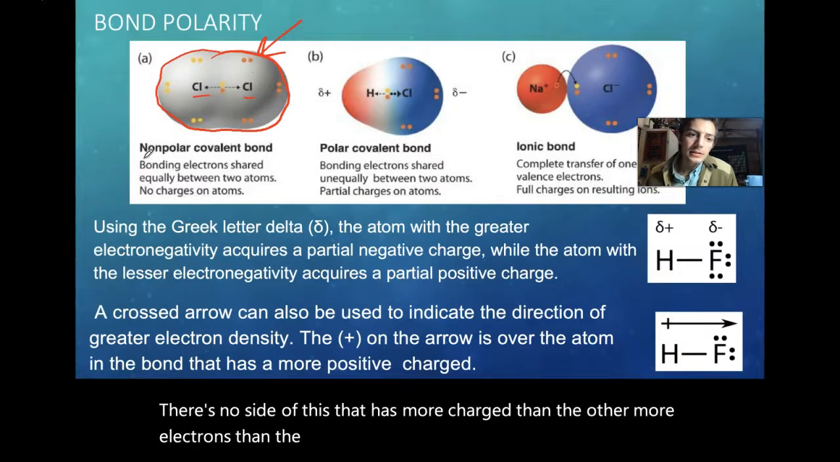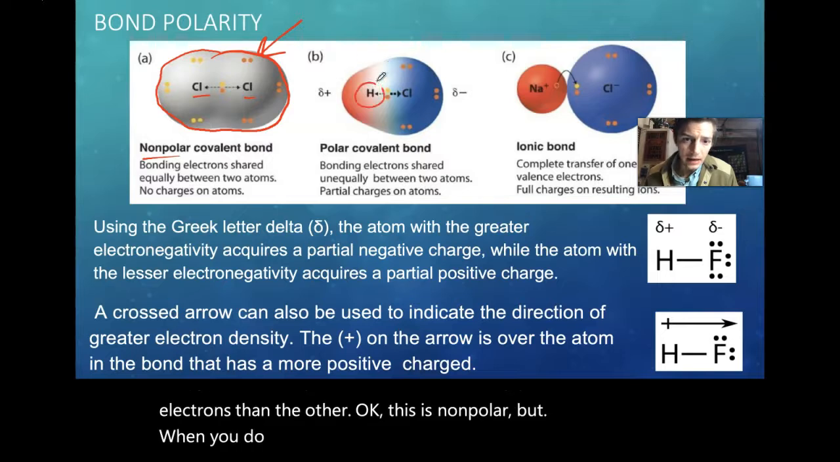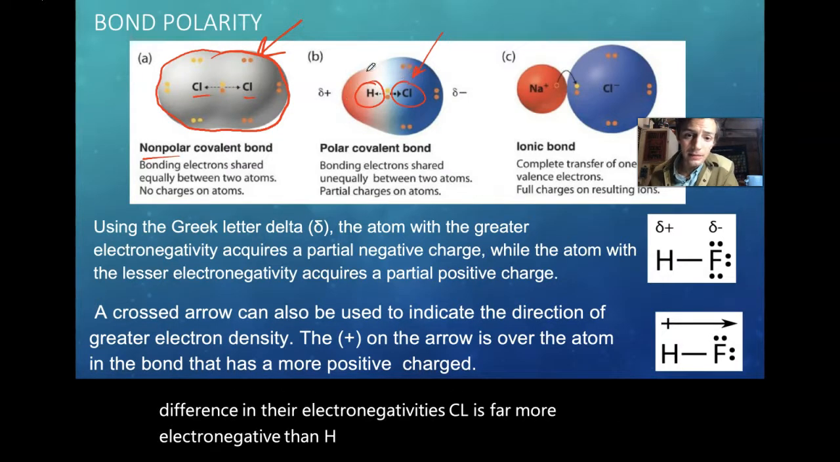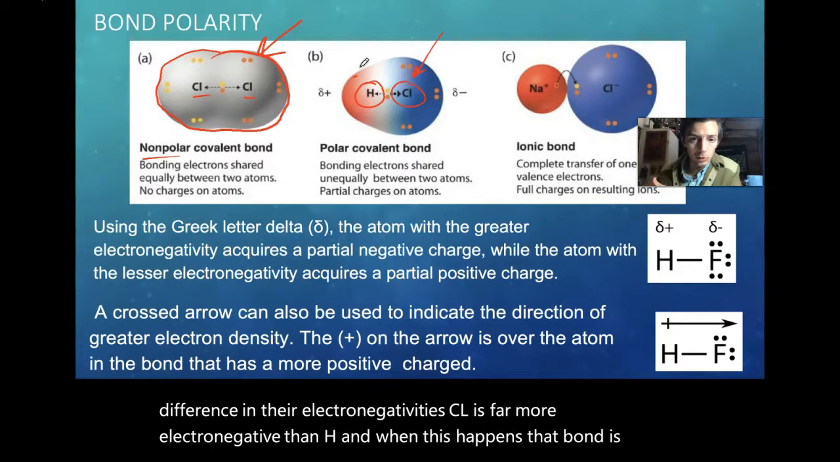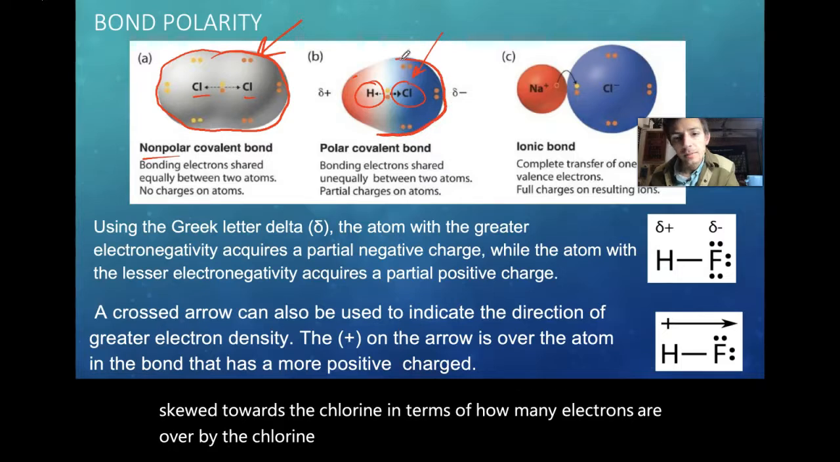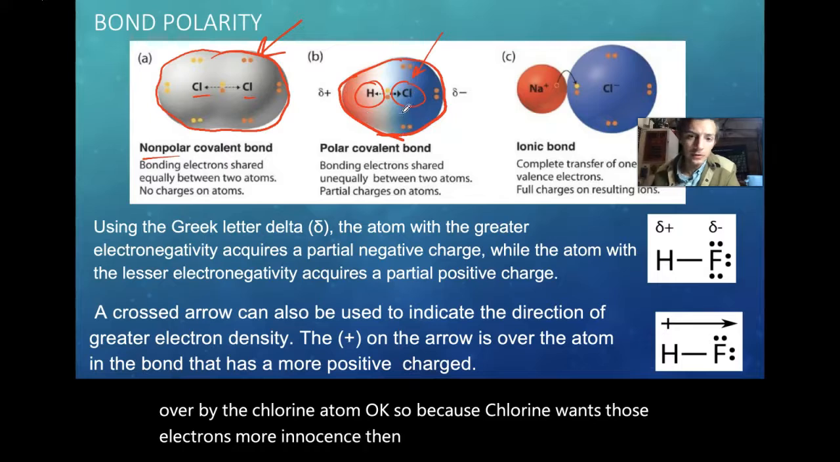Okay, this is nonpolar, but when you do have a big difference, like H and Cl have a very big difference in their electronegativities, Cl is far more electronegative than H. And when this happens, that bond is skewed towards the chlorine in terms of how many electrons are over by the chlorine atom. Okay? So because chlorine wants those electrons more than hydrogen, you have this misshapen, kind of pear-shaped electron cloud.